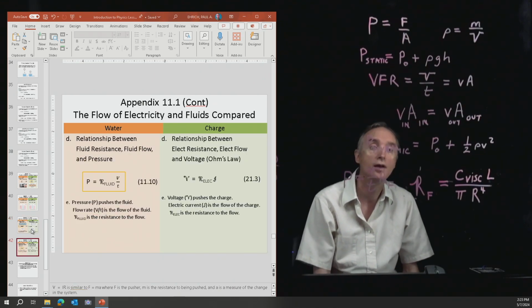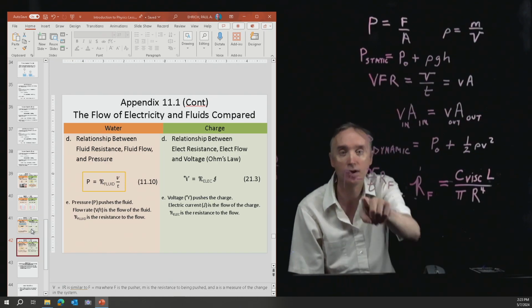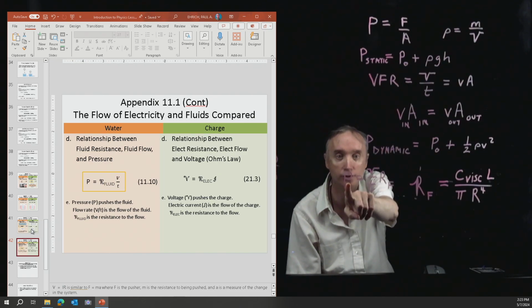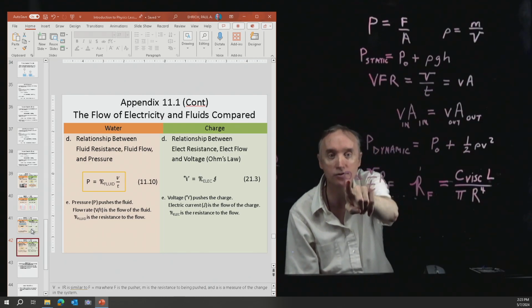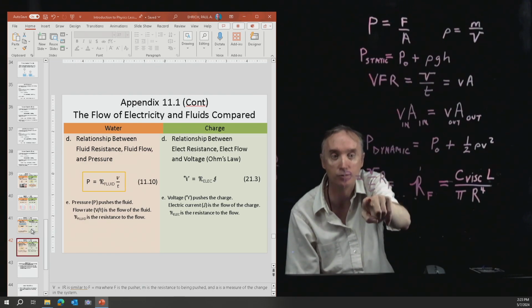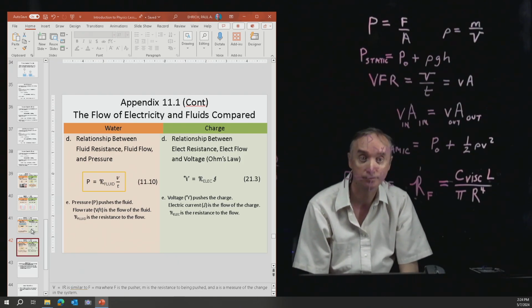Okay, and then let's put it all together so that pressure, the pusher of a fluid, depended on the volume flow rate, and then it depended on its resistance. And then in the case of electricity, instead of pressure, it was voltage. Instead of the volume flow rate, it was current. And then instead of fluid resistance, it was electrical resistance.